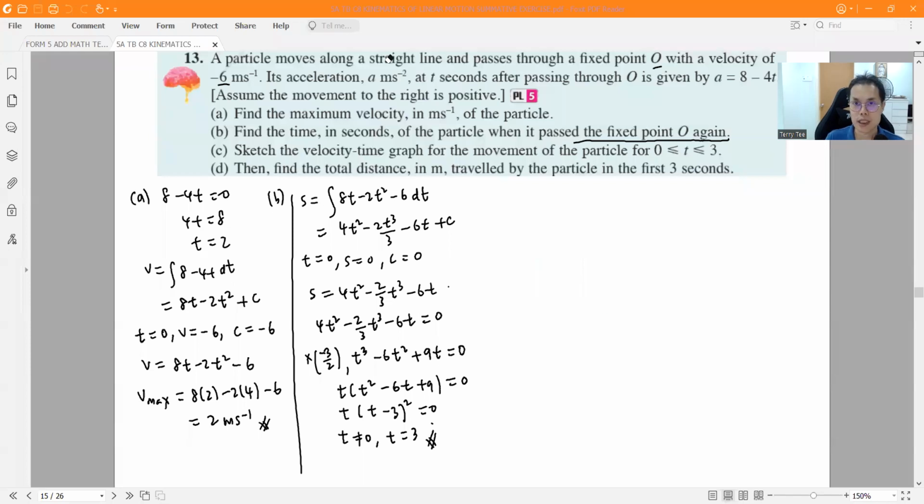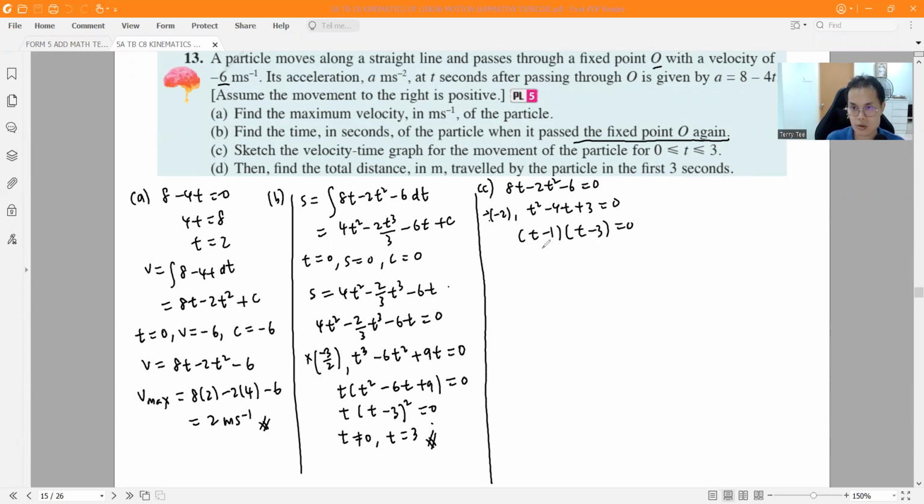Okay, now we want to sketch the velocity-time graph. This velocity-time graph is not typical. It is quadratic, but you notice the negative here, right? Maybe I would let v be 0: 8t minus 2t squared minus 6 equals 0. I will divide by minus 2 just to make it easier to factorize. 8 divided by minus 2 is minus 4, minus 6 divided by minus 2 is positive 3. When you factorize, t is either 1 or 3. t is 1, t is 3.